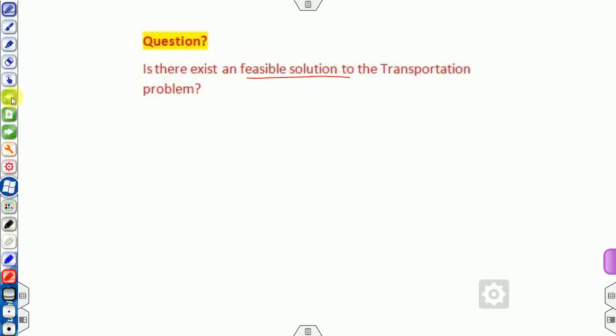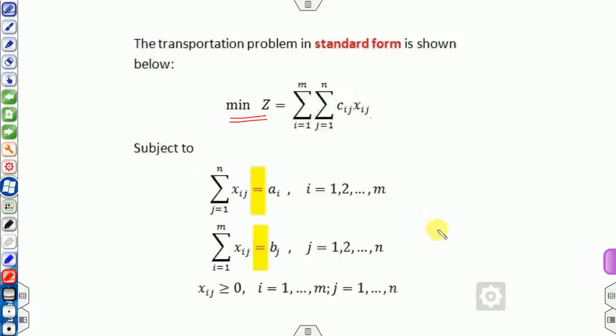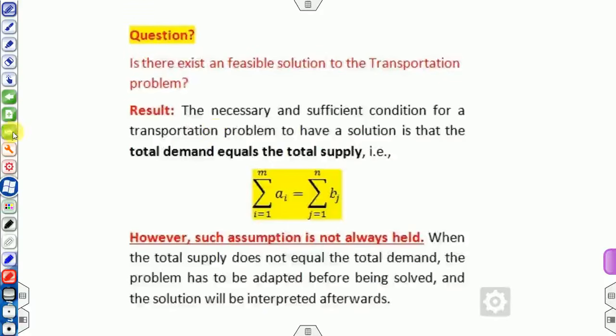If my problem looks like this, or this, is there any feasible solution or not? Because if a feasible solution exists, then we may try to move on to the optimal solution. If an optimal solution exists, then it's okay. If an optimal solution does not exist, then we call it an unbounded solution. But the question arises: if an optimal solution exists, under what conditions?